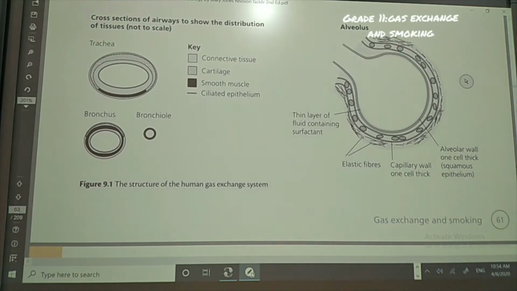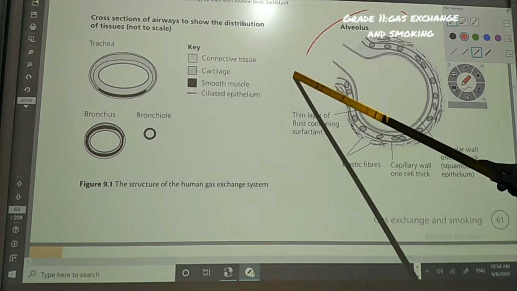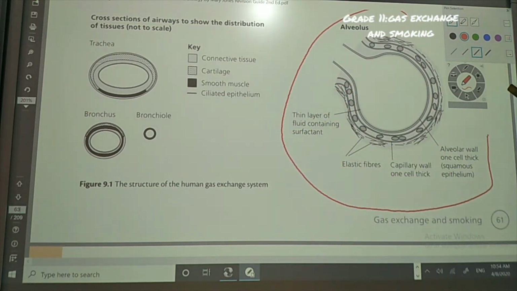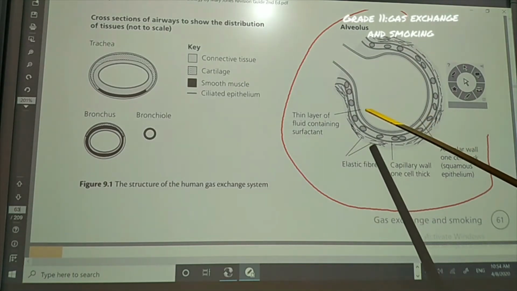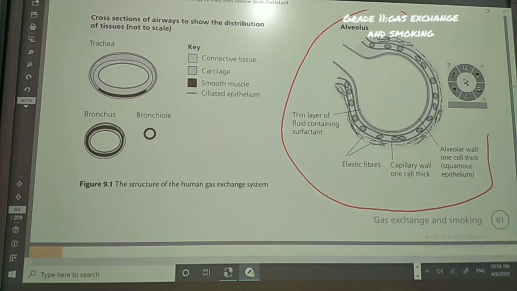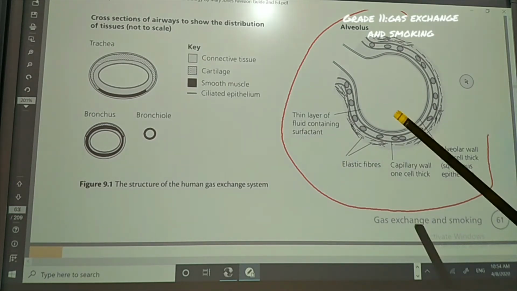All right, so this diagram shows us what the alveolus looks like. All right, we said it has a thin layer of fluid containing surfactant. It has elastic fibers. It has a capillary wall that is 1 cell thick. It has the alveolar wall that is also 1 cell thick. Who can tell me, why is it just 1 cell thick? Why is it not very thick? Why?